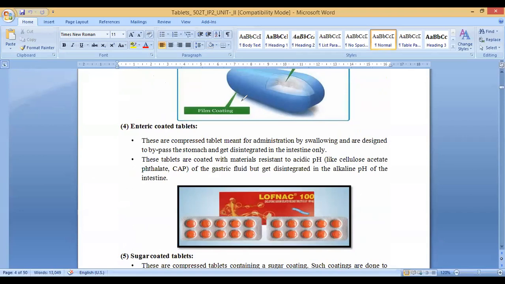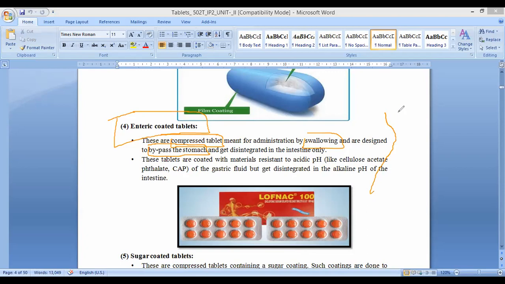Okay, so the fourth type of tablets are the enteric coated tablets. As in the beginning I told you, these are the tablets which are going to release their content into the small intestine. Now these enteric coated tablets are compressed tablets which are meant for administration by swallowing and are designed to bypass the stomach. Means enteric coated tablets have a special characteristic present in them, so they are going to bypass the stomach.